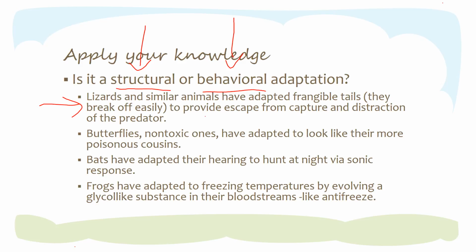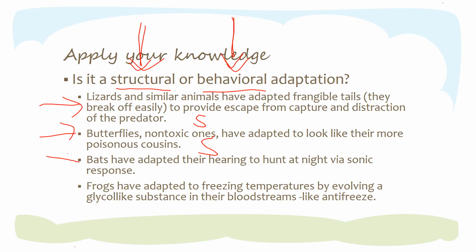The answer is structural. It's something that happens to their body. The next one, butterflies, non-toxic ones, have adapted to look like their more poisonous cousins. So is that structural, something that it's changing in their body, or behavioral, something that they do in order to survive? Pause it if you need to. The answer is structural. It's something that happens to their body in order to help them survive.